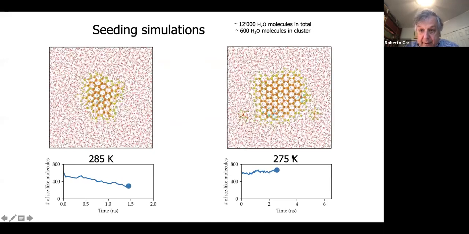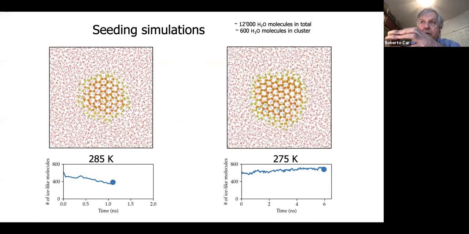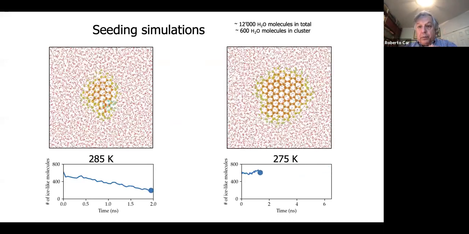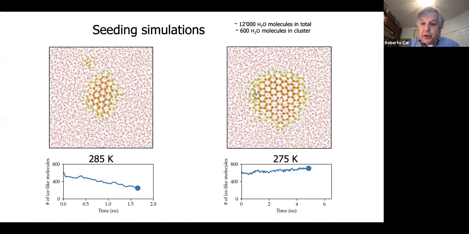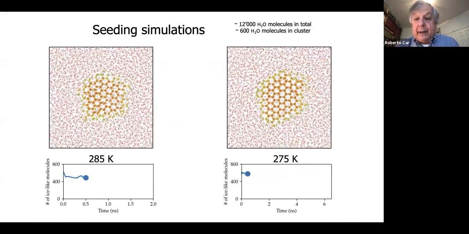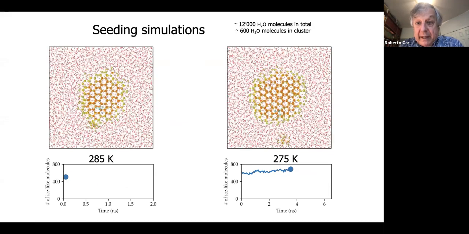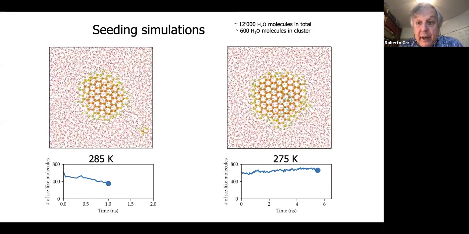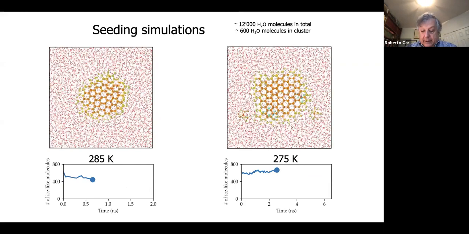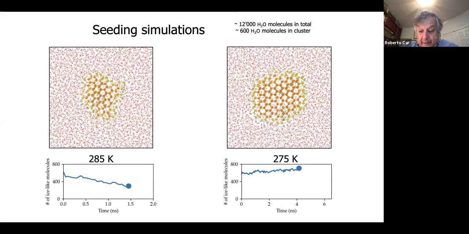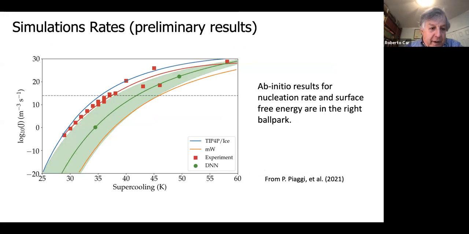Well, if one puts together this result, the point is that the lower the supersaturation, so the lower the temperature of the supercooling is, so if one is at higher temperature, the simulation needs to be done with larger sizes of the system and larger sizes of the cluster, because the critical nucleus will be larger at this higher temperature. And so in fact, we have simulations running now with more than 100,000 water molecules, all at the ab initio MD level. And let's see how the results are for the simulation rate.